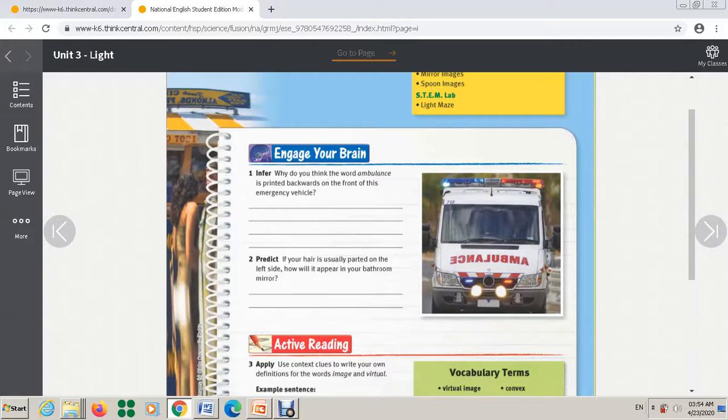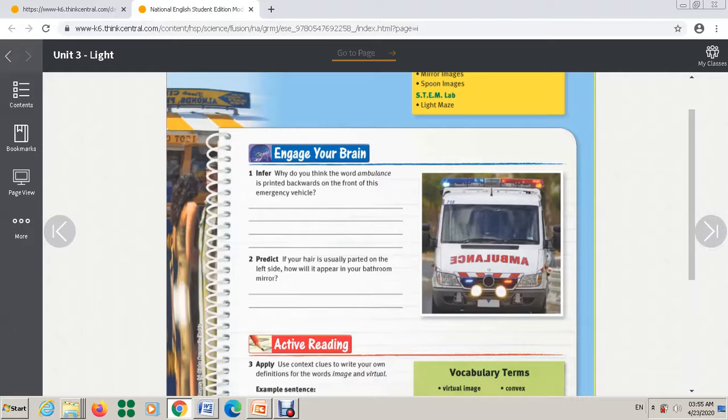Hello everyone. In this video I'm going to make a review with you for lesson 3, mirrors and lenses. To start our video here, I want you to think about these two questions on page 105.